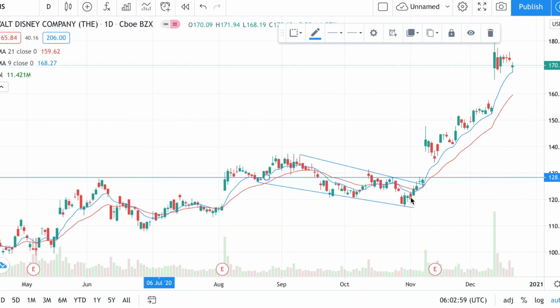So currently I'm looking at the Disney daily chart, and recently we've seen a huge rally by Disney coming off of this downward channel break. So how would I implement this 9 and 21 EMA strategy when looking to go on the long side of Disney? So the blue line is the 9 EMA and the red line is the 21 EMA.